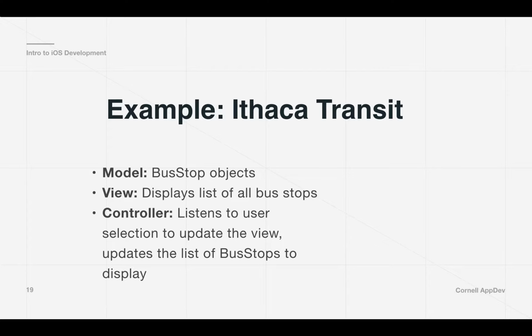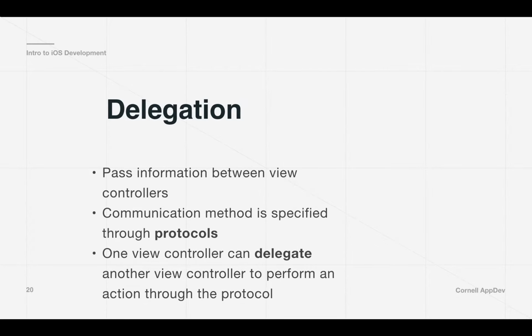All right, cool. So now let's talk about how we actually send information between our view controllers. So one communication method that we use is called protocols and delegates. The protocol is actually what's specifying what you want the other view controller to do. And one view controller can actually delegate another view controller to perform an action through this protocol.